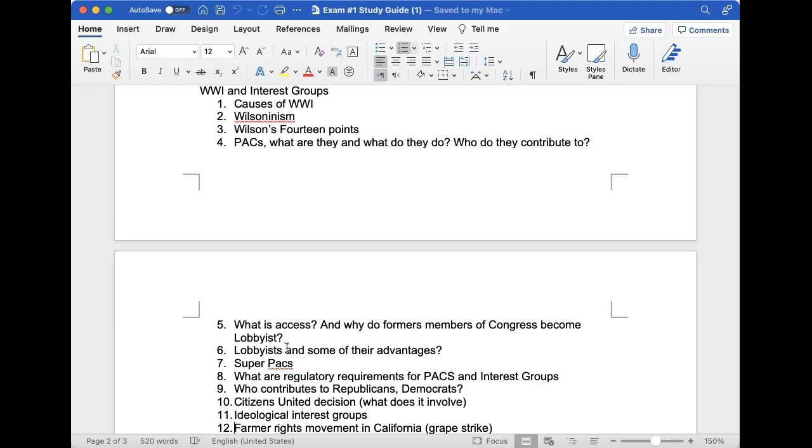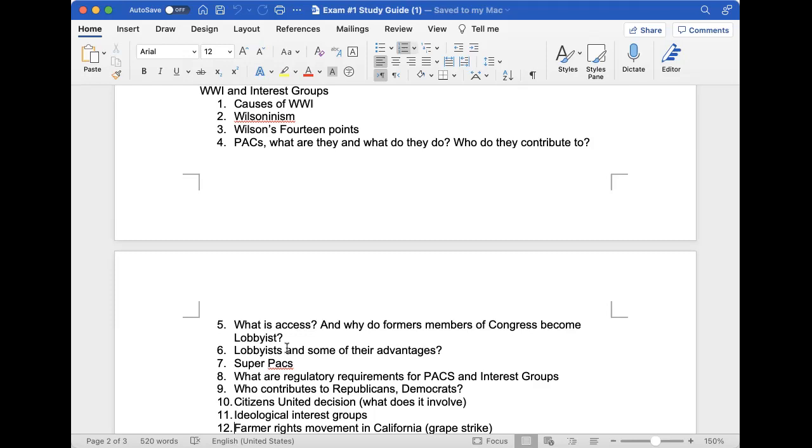And lobbyists can provide information on issues such as expertise, where a certain interest group may stand on an issue, and they have knowledge of the legislative process. But remember, these lobbyists must report directly to the government who they are and how much they spend. So that's a very important thing to remember.